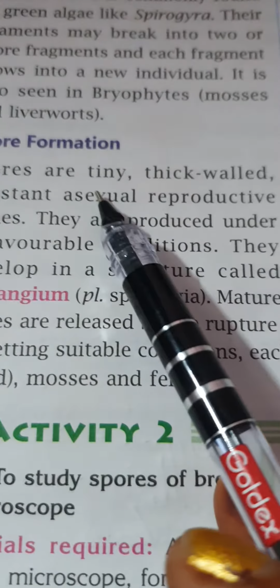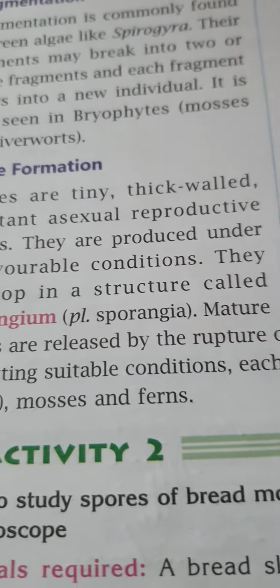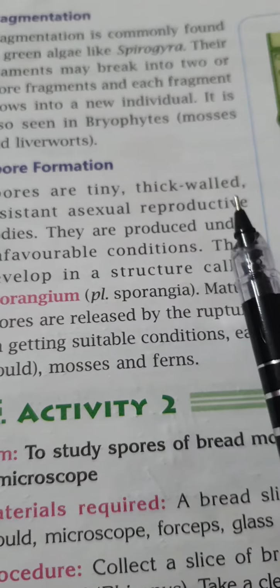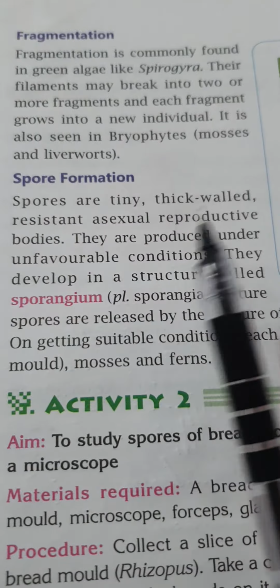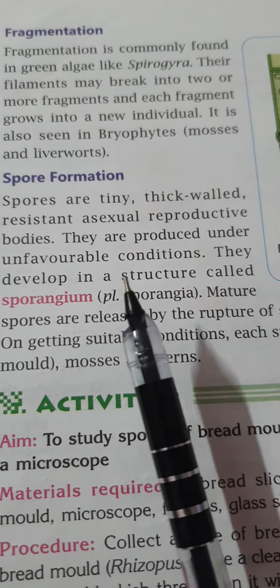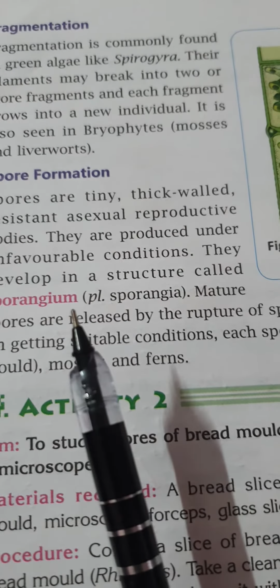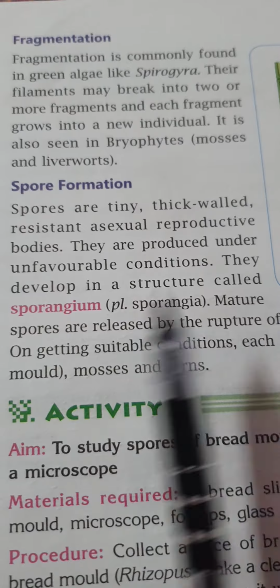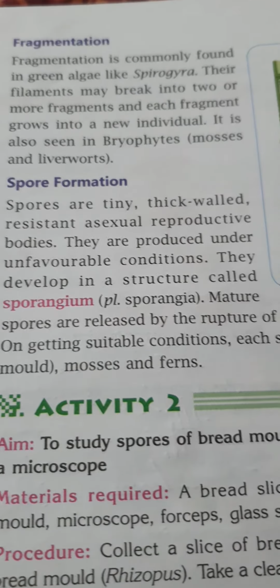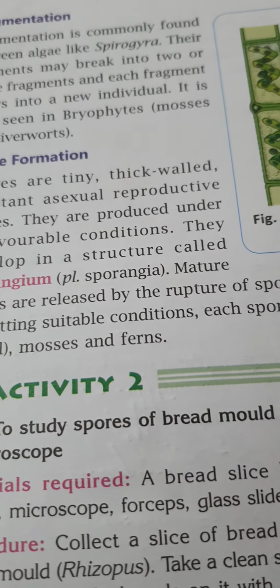Now spores are tiny, thick-walled, resistant, asexual reproductive bodies. What are spores? They are tiny, thick-walled, resistant, asexual reproductive bodies. They are produced under unfavorable conditions. They develop in a structure called sporangium, or you can say sporangia.